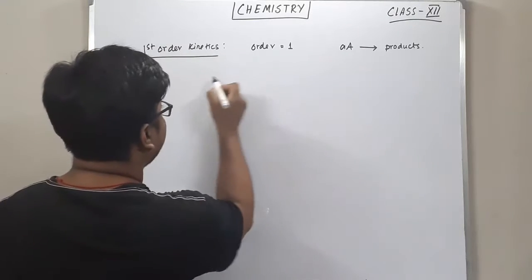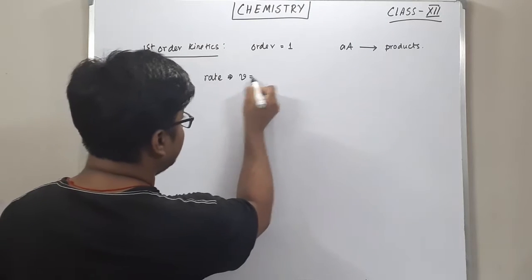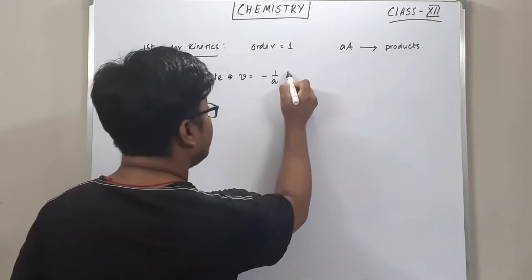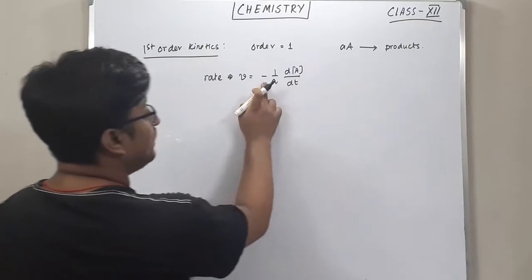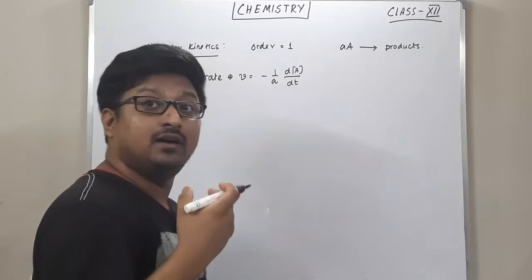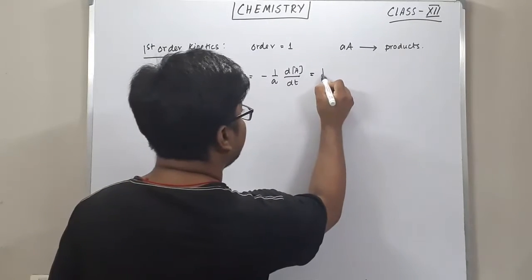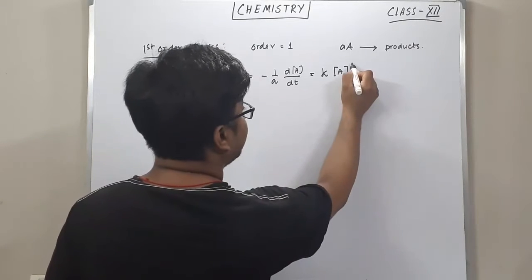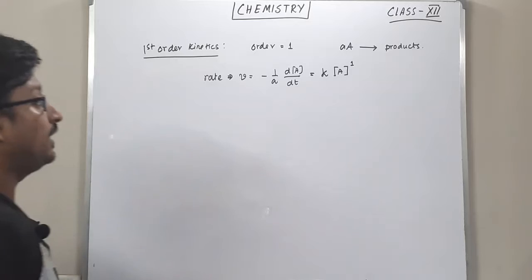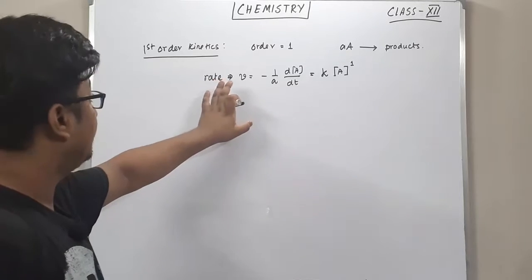Okay, this is a simple stoichiometry reaction. Now, what will be the rate of this reaction? The rate is basically v, which is minus dA by dt. The minus sign is due to the reactant getting depleted. So it is equal to the rate constant k into the concentration of A, because my order is 1.